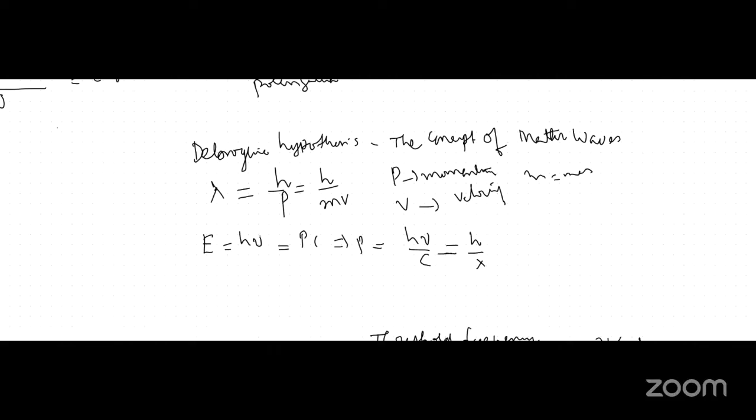So next we have experimental verification, that is the Davisson and Germer experiment. They experimentally verified the de Broglie hypothesis by observing electron diffraction. So what does the Davisson and Germer experiment tell us? It experimentally verified de Broglie's hypothesis by observing what? Electron diffraction.